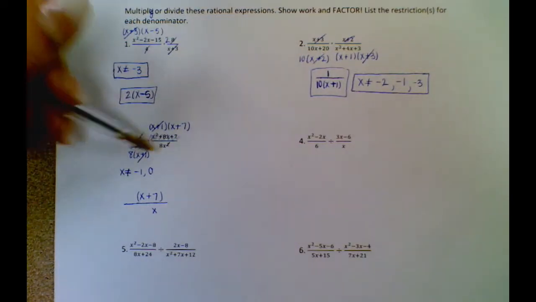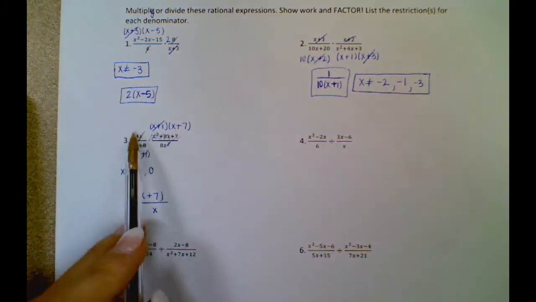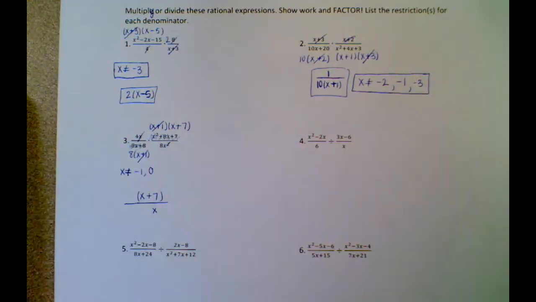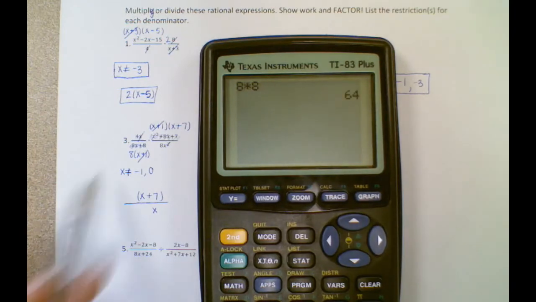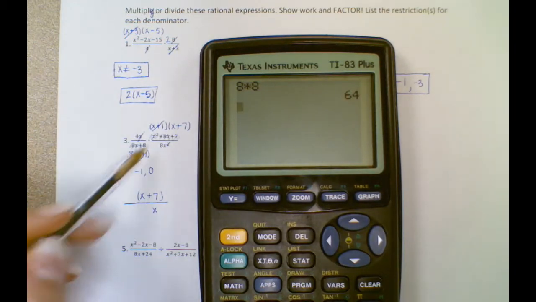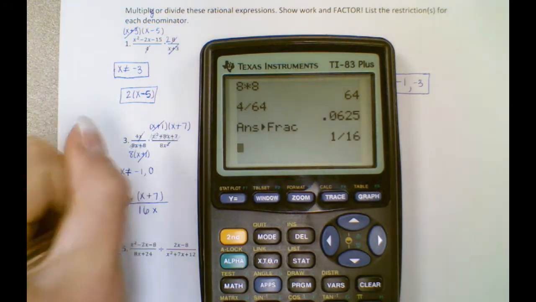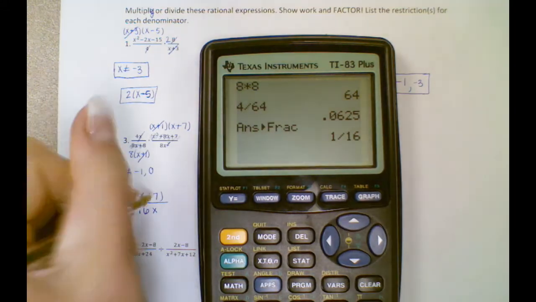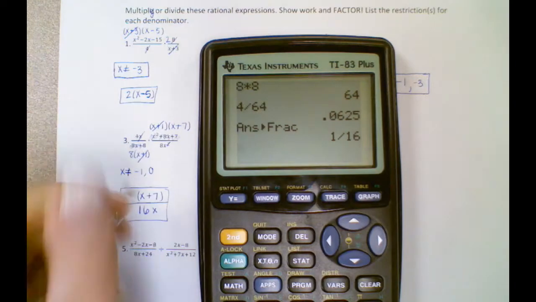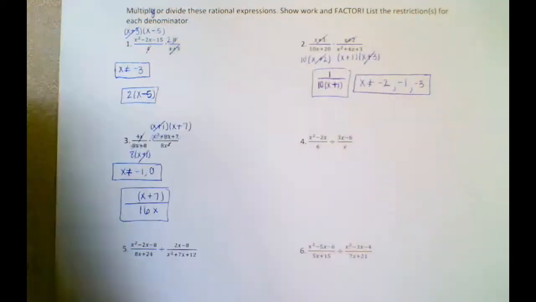Then I have this 4, 8, and this 8. So I have 4 over 8 times 8. Let's figure out what 8 times 8 is. If you don't know, it's 64. And so you're doing 4 divided by 64, which is 1/16. So that would be the 1/16. That make sense, guys? And again, x cannot be 0, so we have listed all of our restrictions.